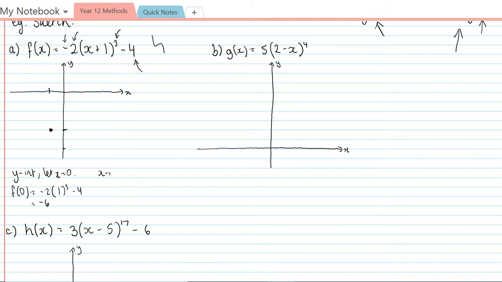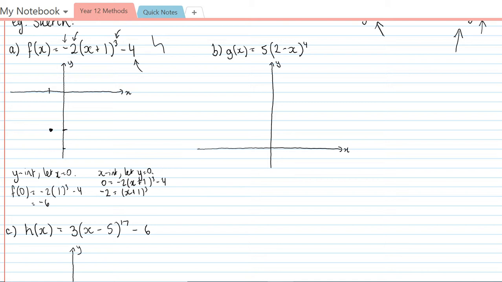And the x-intercept, let y equal 0, or f of x equals 0. So we're going to have 0 equals negative 2 at the front of (x plus 1) cubed minus 4. I'm going to add 4 to both sides and then divide by negative 2. So I'll get negative 2 equals (x plus 1) cubed.